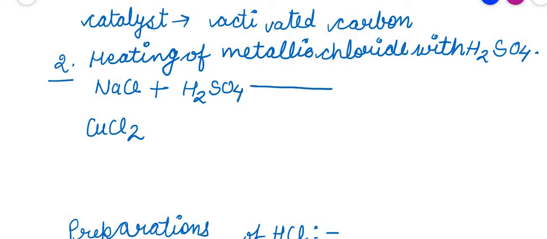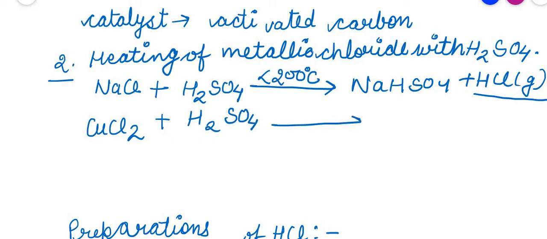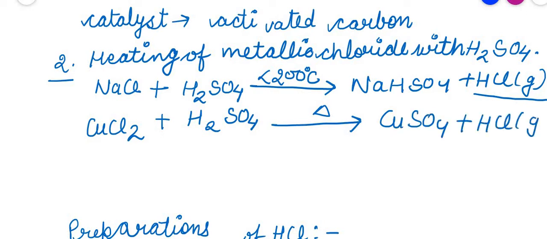NaCl reacts with H2SO4, and at a temperature less than 200 degrees Celsius, there is a formation of sodium hydrogen sulfate plus HCl gas, which is always released in the form of a gas. Now the second is CuCl2 plus H2SO4. With this CuCl2, there is a need for just a small amount of heat, and there is a formation of copper sulfate plus HCl gas, which is again released.